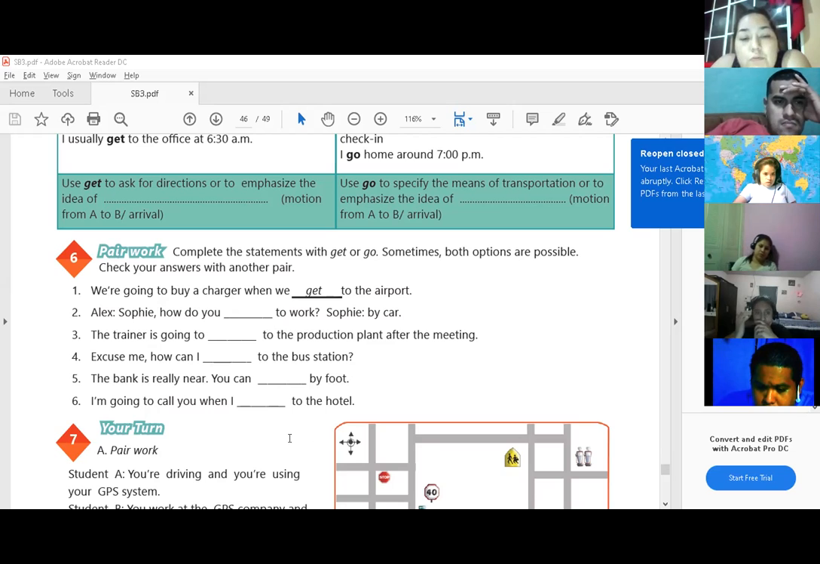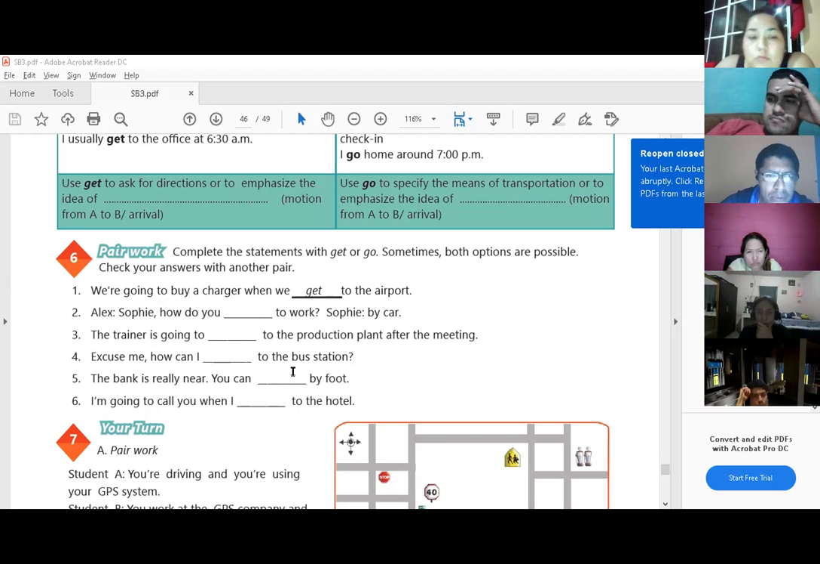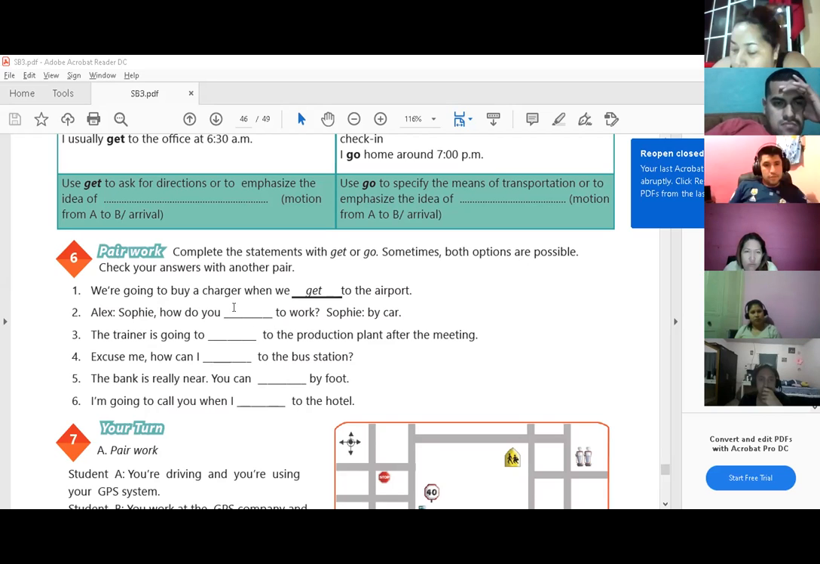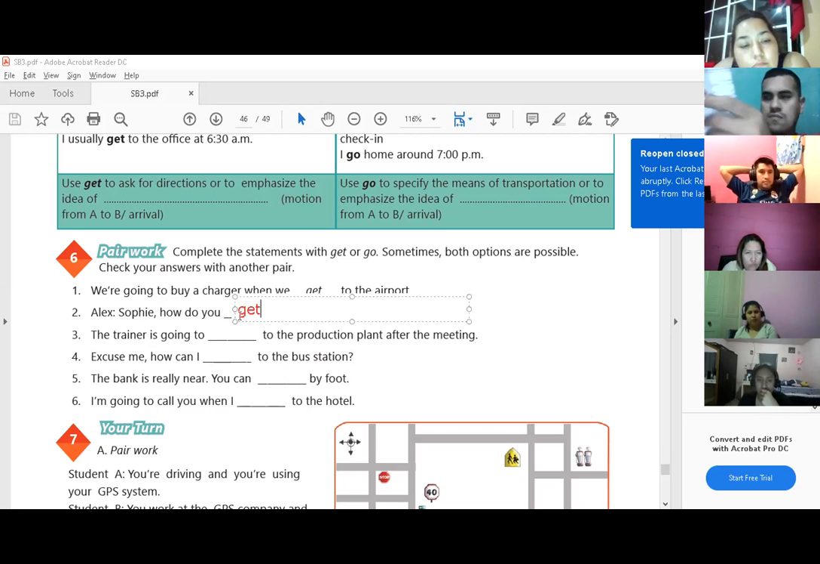Sophie, how do you go to work? Go to work. Yeah, how do you go to work? By car. Now, because we are talking about a transportation method, right? But if I tell you, how do you get to work?